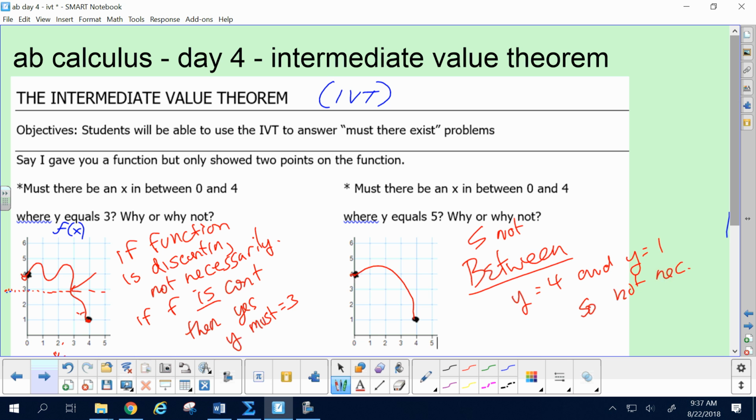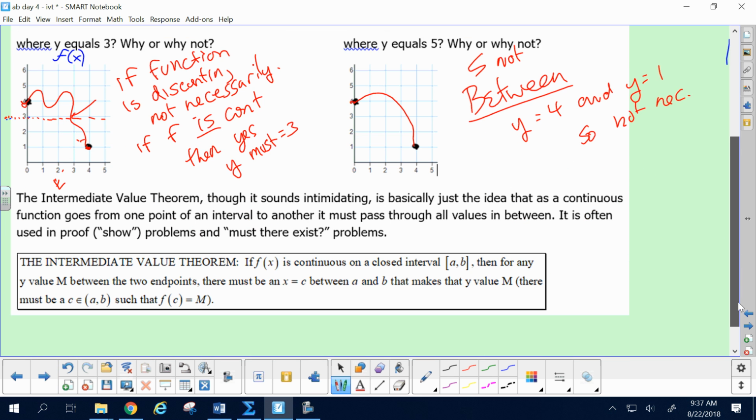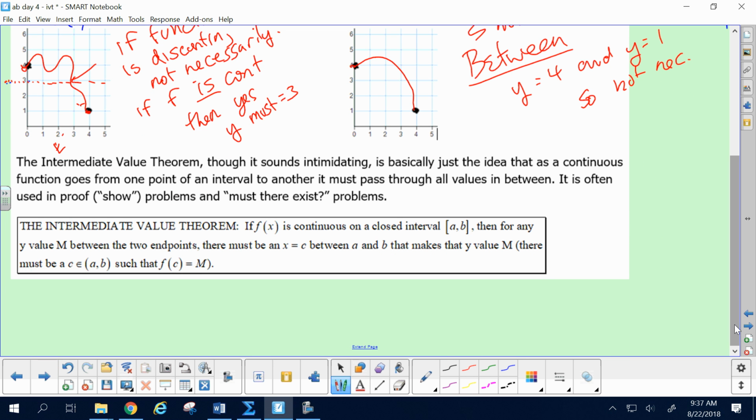So the IVT really has 2 components to it. If the thing is continuous and the number they ask about is between, it has to pass through that number. It must. Okay? The intermediate value theorem then says something like, this is a layman's idea, that is, if a function is continuous and goes from one point of an interval to another, it must pass through all values in between.